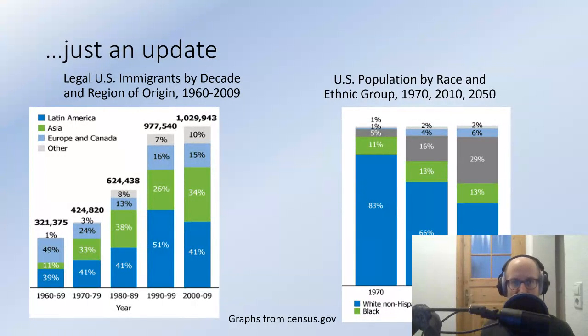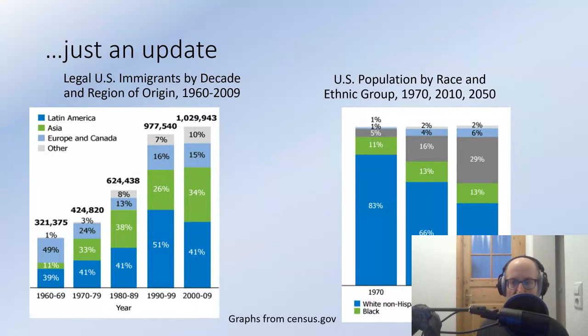So the composition of the US continues to change, as evidenced by this bar graph on the right. This is the US population by race and ethnic group in 1970, 40 years later in 2010, and projected 40 years later in 2050. And we see that America is becoming a so-called majority minority country, which is another way of saying that America is becoming more diverse. And there are those of us who see this as a source of strength and opportunity. And there are others, I'll say, who see this as a threat to the American way. Perhaps both are true.